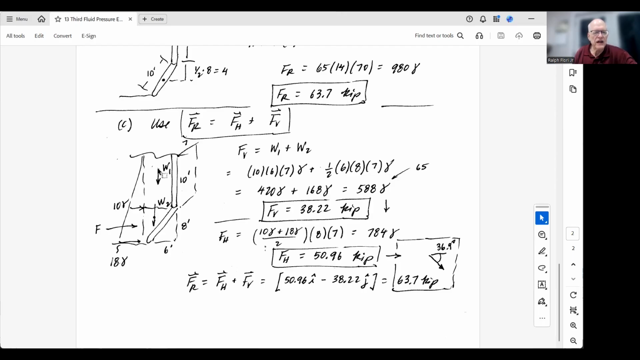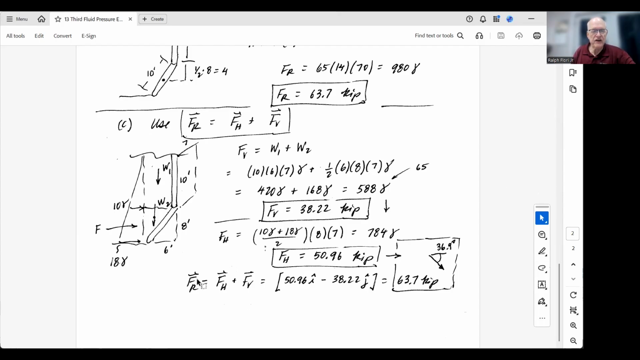Our F vertical is the weight in this volume 1 plus the weight in volume 2. So the W1 is 10 times 6 times the depth, which is 7, times gamma, and that's 420 gamma is weight 1. Weight 2 is 1/2 of base, which is 6, height, which is 8, times the depth, which is 7, times gamma is 168 gamma. The sum of those two is 588 gamma. So my F vertical is 38.2 kip down.